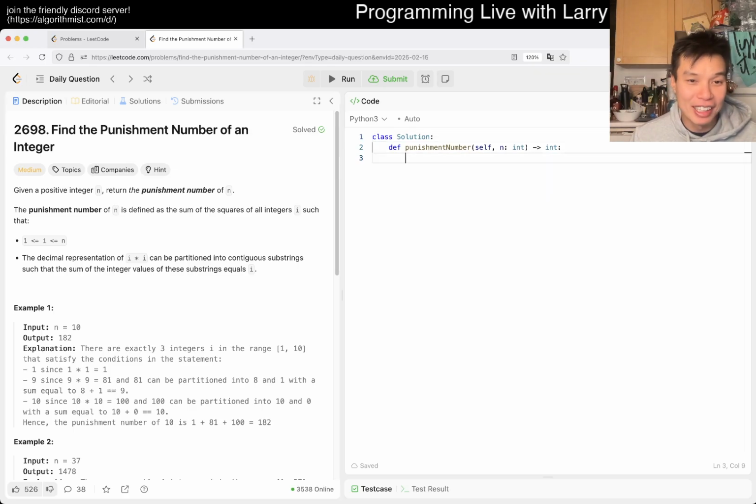So what does that mean? All right, let's actually finish reading it. So that's what that means. The sum of the squares of all integers i such that, from the decimal representation of i times i, you can partition it into contiguous substrings such that the sum of the integer values of these substrings equals i. What does that mean?